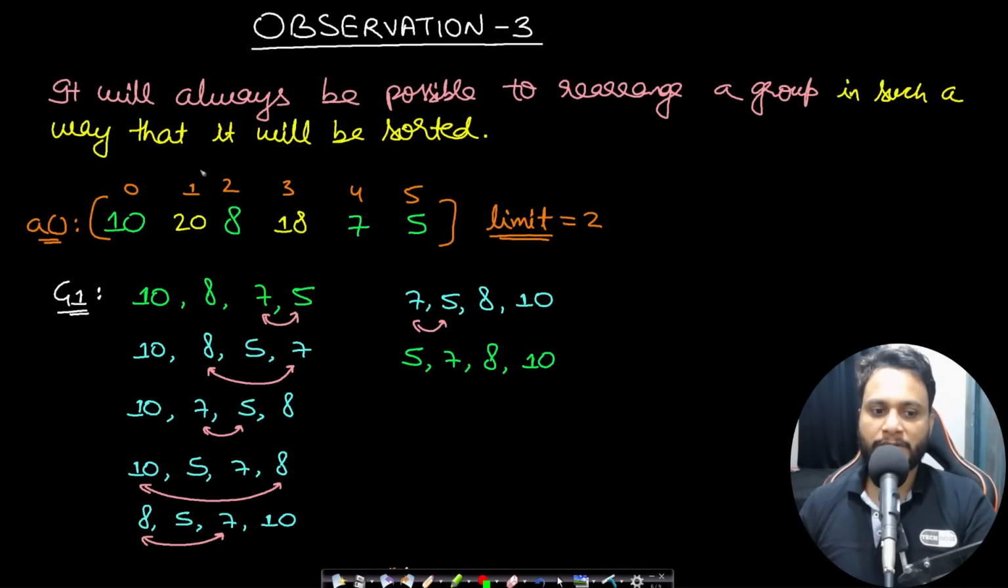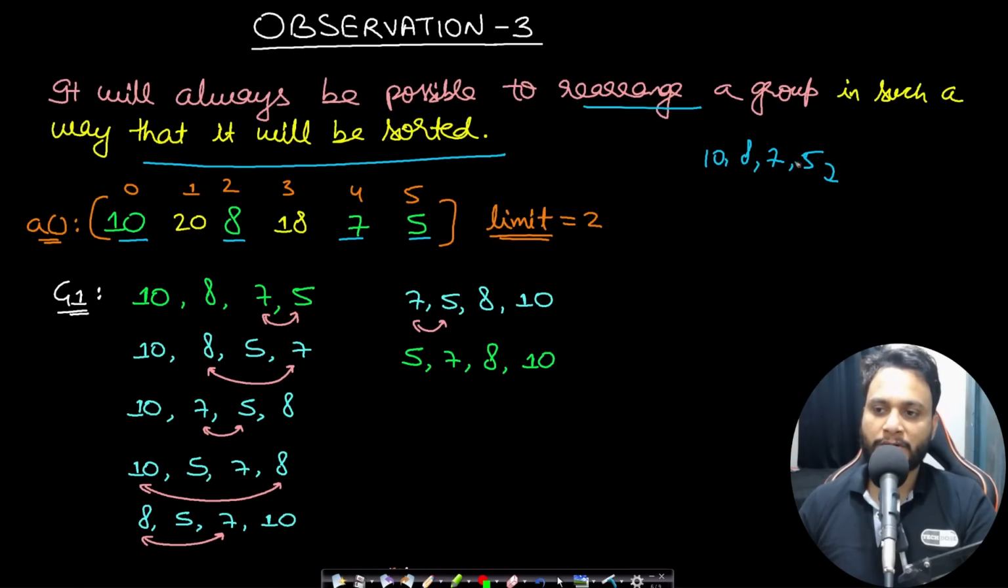The third observation is that whenever you have identified a group, let's say 10, 8, 7, 5, it will always be possible to rearrange the group in such a way that it is sorted. You will always want it arranged in the lexicographically smallest ordering. And if you sort these items, it will always give you the lexicographically smallest ordering, that is 5, 7, 8, 10 in this case, right?